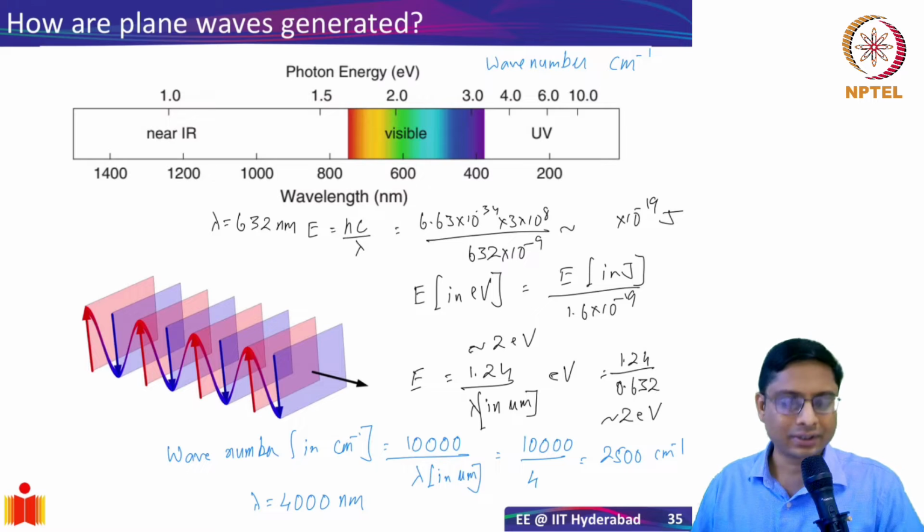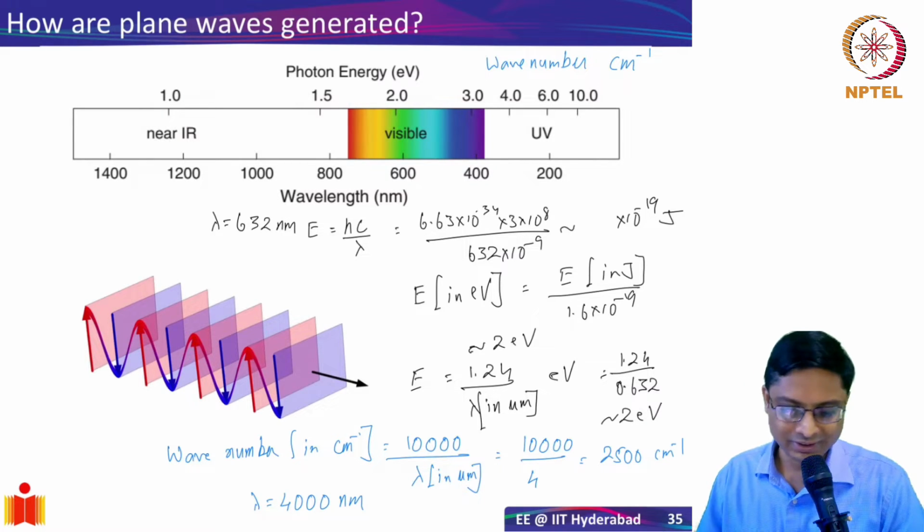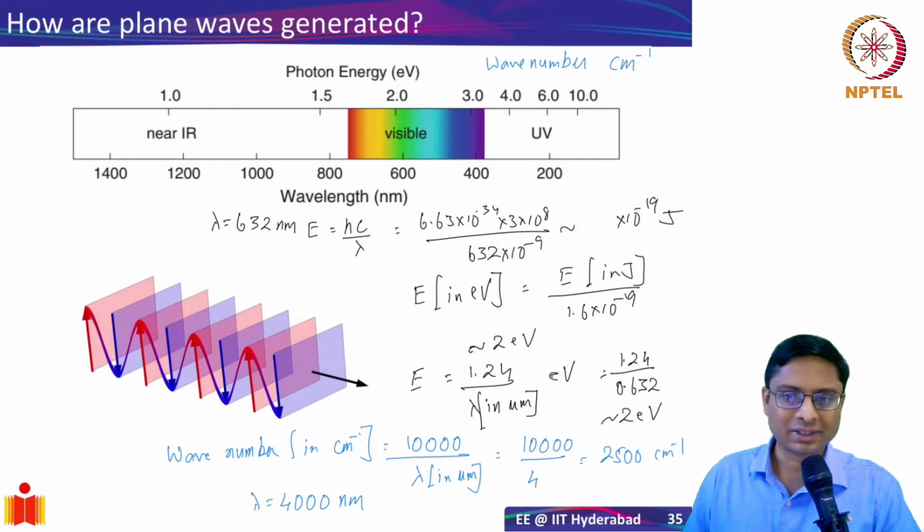It turns out that the centimeter inverse or wave number units are used more in the IR. Whenever you talk of, let's say, absorption in IR, we use these wave numbers. So this is about the various wavelengths, and these are some of the common conversions we use. So I just wanted to mention this here.